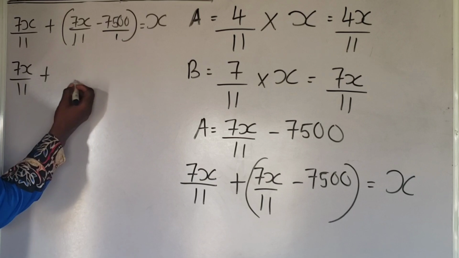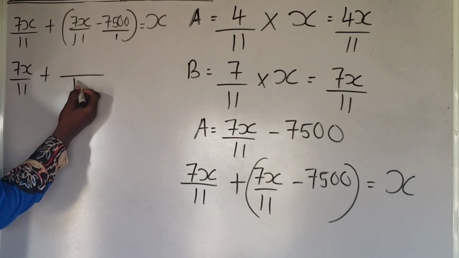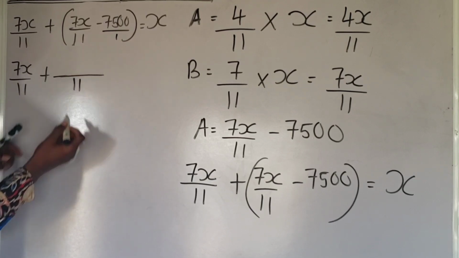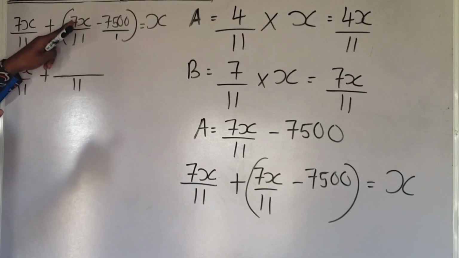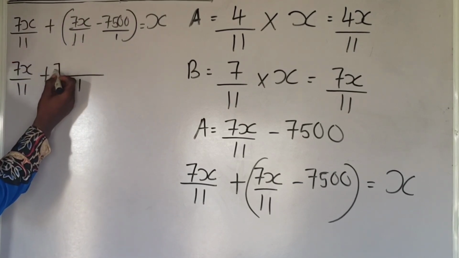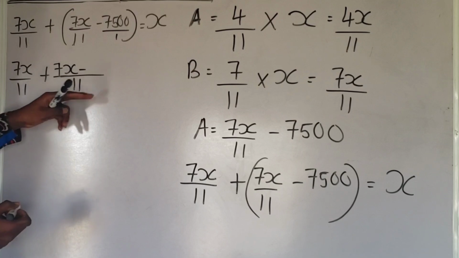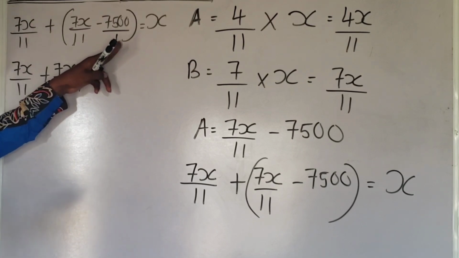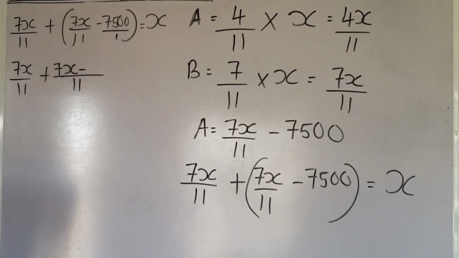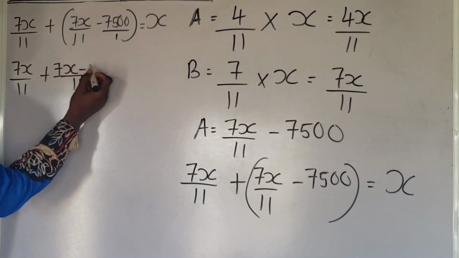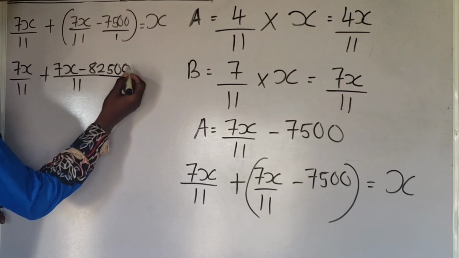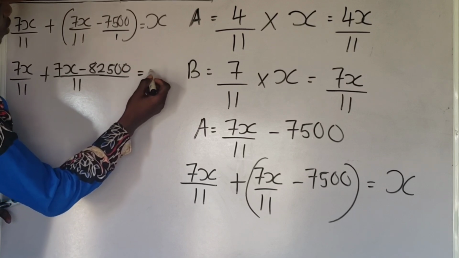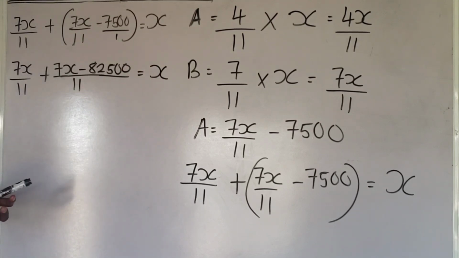Okay, let's take the LCM. This is over 1. So the LCM here is what? 11. So 11 divided by 11, that is what? 1. 1 times 7x, that is 7x. So I'm going to have 7x minus 11 divided by 1, that is 11. 11 times 7,500, that is 82,500. So I'm going to have 82,500 is equals to X. Please, do you understand?